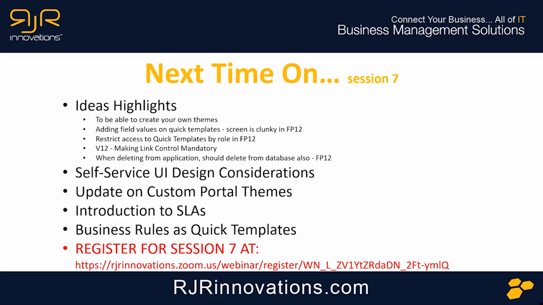We'll give a brief introduction on SLAs, how they work, how you can tweak them to get better reporting metrics or business rule capabilities. And then we're going to look at business rules as quick templates, kind of a favorite topic of mine. Quick templates are the ability to have a shortcut to a common type of issue. There are certain limitations to the quick templates functionality, so oftentimes I like to use business rules instead of quick templates to achieve the same functionality.